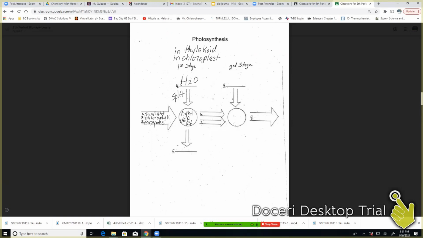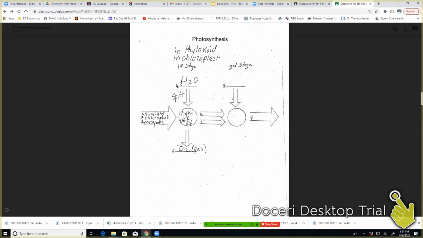So the water is split because this reaction needs a hydrogen to carry some electrons. So what is released and doesn't continue on is the oxygen gas. And that's why we get along so well with plants. They release oxygen, we need oxygen. We release CO2, they need CO2.